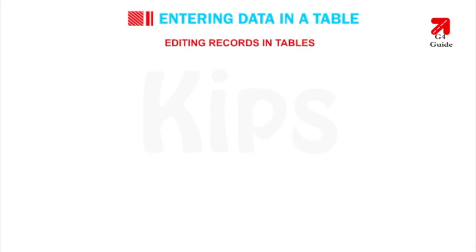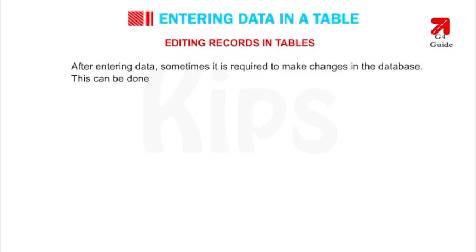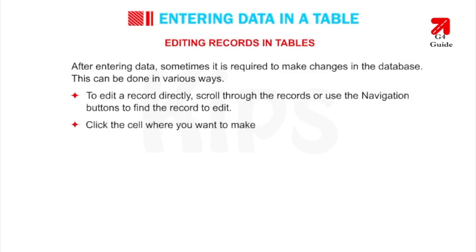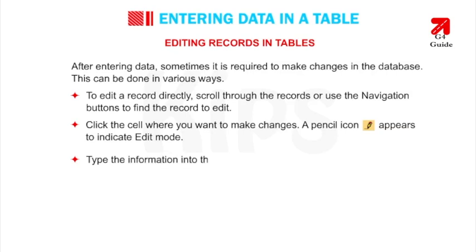Now let us find out how to edit records in tables. After entering data, sometimes it is required to make changes in the database. This can be done in various ways. To edit a record directly, scroll through the records or use the navigation buttons to find the record to edit. Click the cell where you want to make changes. A pencil icon appears to indicate Edit Mode. Type the information into the field. Click outside the record or row to apply the change.